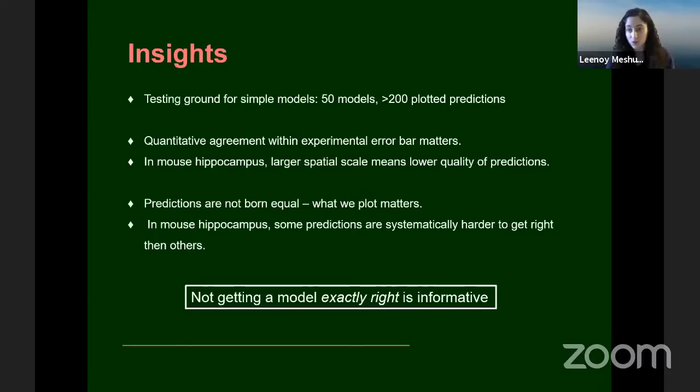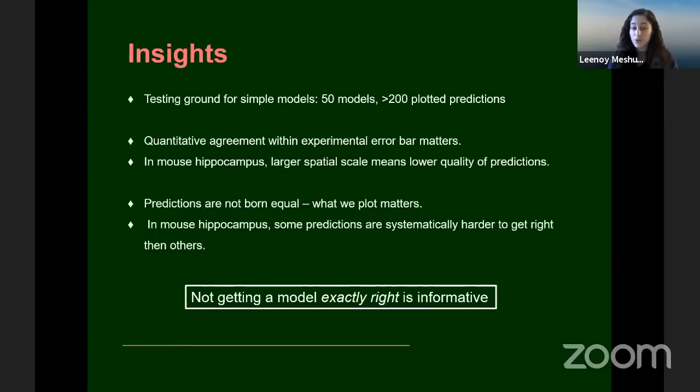And so the two main insights are the quantitative agreement within experimental error bar matters. And in that sense, I also want to say, if we never plot things on the same axis, we'll never know if we can get there and how well we can do, which as it turns out, sometimes we can do really well if we try. And in the mouse hippocampus, larger spatial scale for our samples means that the quality of predictions actually goes down. It means something about the system.